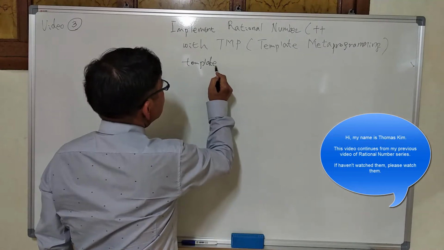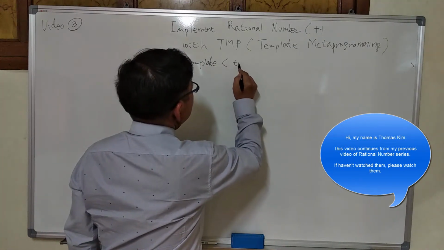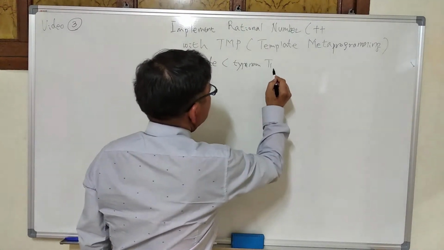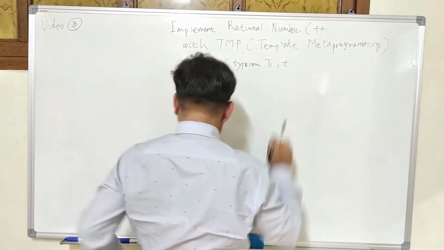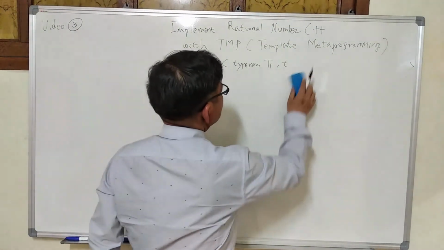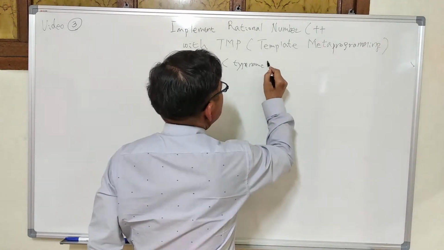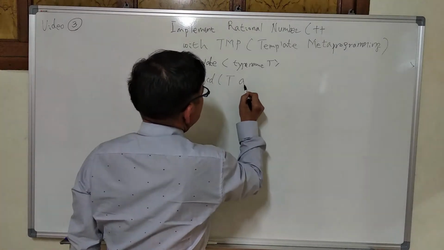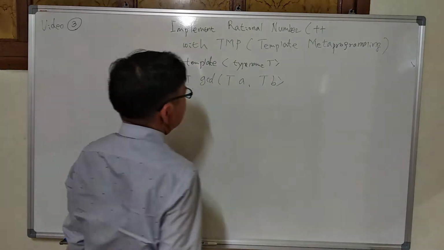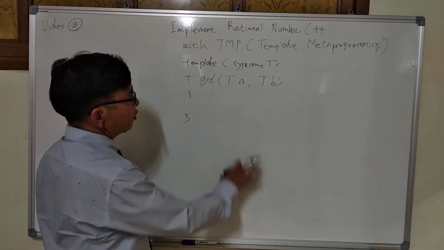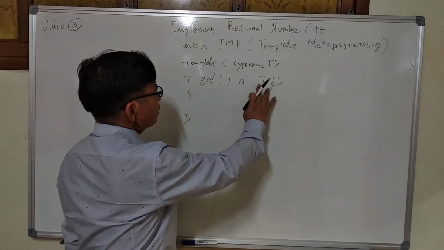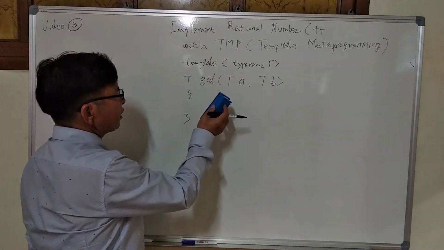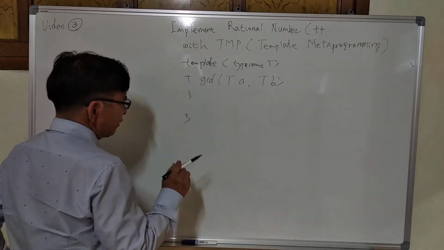template typename T1, typename T2, T GCD(T a, T b), to calculate the greatest common divisor of two numbers using the Euclidean algorithm. In this video, we will extend this to a Variadic template like this.